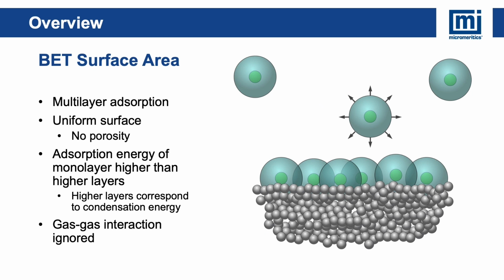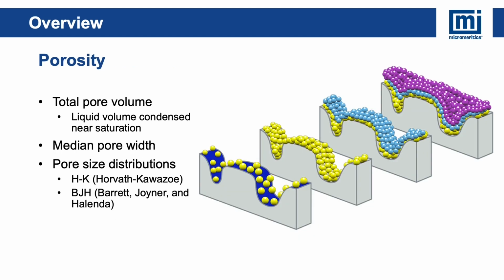The BET surface area model is the most common model used for determining a material's specific surface area. It assumes there are multiple layers of gas adsorbing, the surface is uniform, the adsorption energy of the first adsorbed layer is higher than all successive layers, and it ignores all interactions between gas molecules. The most common porosity information are the total pore volume, median pore width, and pore size distributions. The pore size distribution models used for the analyses in this experiment are HK for micropores and BJH for mesopores.